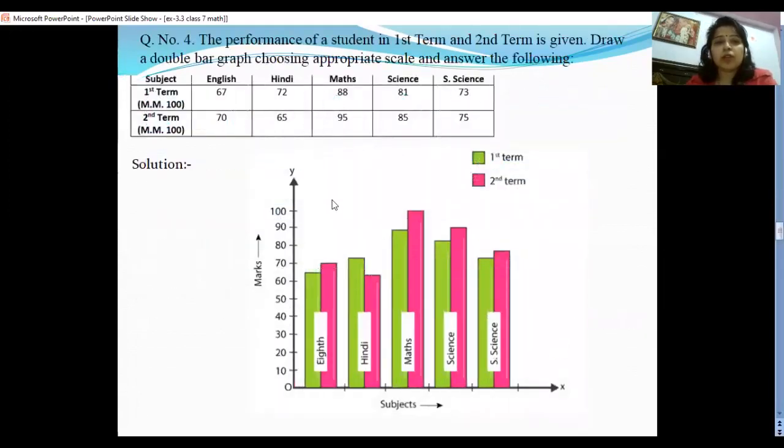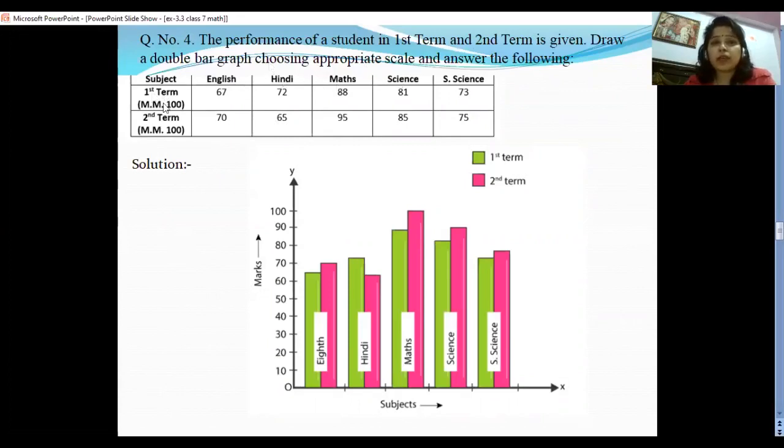Now next, question number 4, just check it out. The performance of the students in the first term and the second term is given. Draw the double bar graph choosing an appropriate scale and answer the following questions. So first of all, we have to draw a graph. For that, we will consider the data which is given to us. There are some subjects: English, Hindi, Math, Science, and SST.